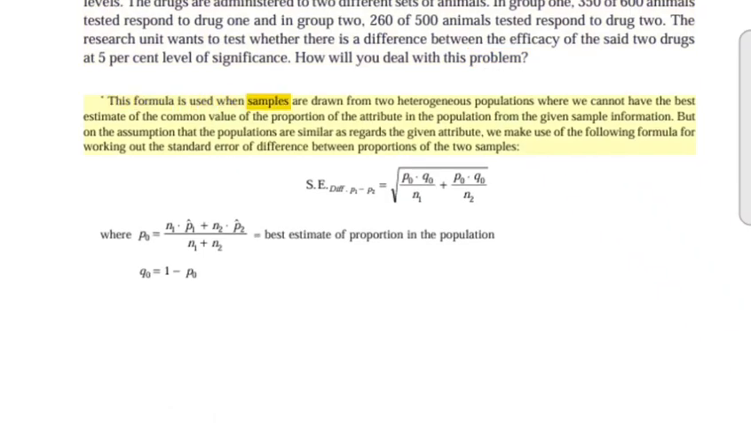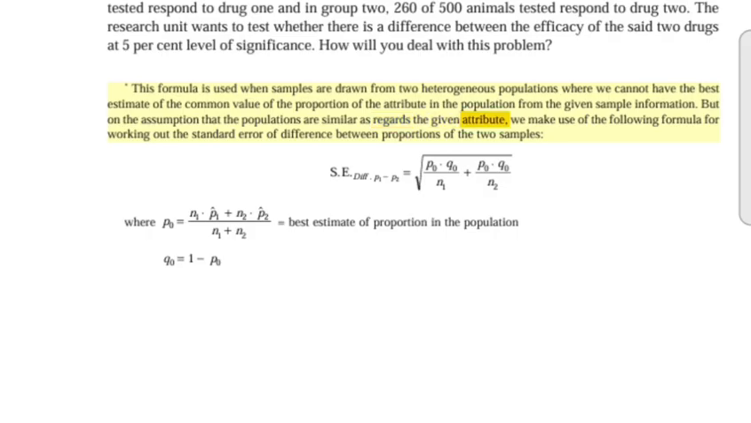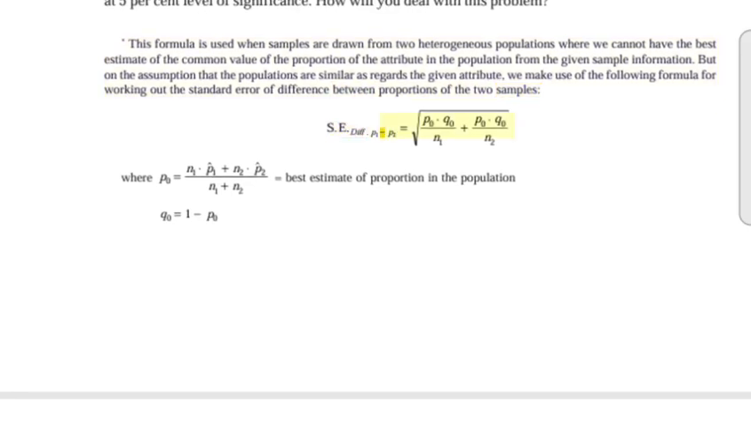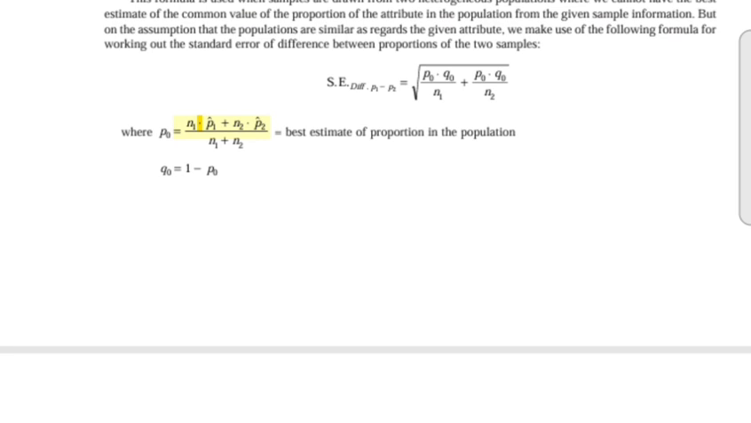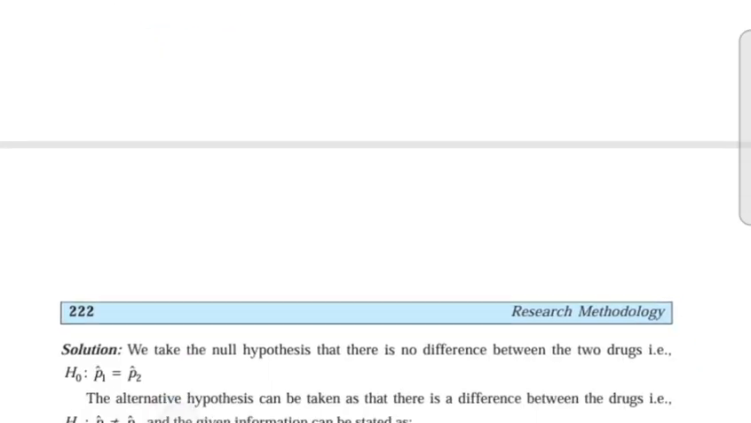This formula is used when samples are drawn from two heterogeneous populations where we cannot have the best estimate of the common value of the proportion of the attribute in the population from the given sample information. But on the assumption that the populations are similar as regards the given attribute, we make use of the following formula for working out the standard error of difference between proportions of the two samples. SE(P1 - P2) = square root of (P0 Q0 (1/n1 + 1/n2)), where P0 = (n1P1 + n2P2)/(n1 + n2) = best estimate of proportion in the population, and Q0 = 1 - P0.